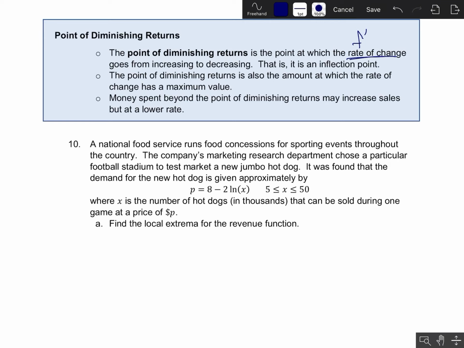And saying that f prime is increasing is the same thing as saying that its derivative is positive. So that means that we're going from f double prime being positive to f double prime being negative. In other words, we're looking at an inflection point. Now, the point of diminishing returns will necessarily be a place where the rate of change has a local maximum value. That's because the rate of change went from increasing to decreasing. So this is a place where f prime is at its best.